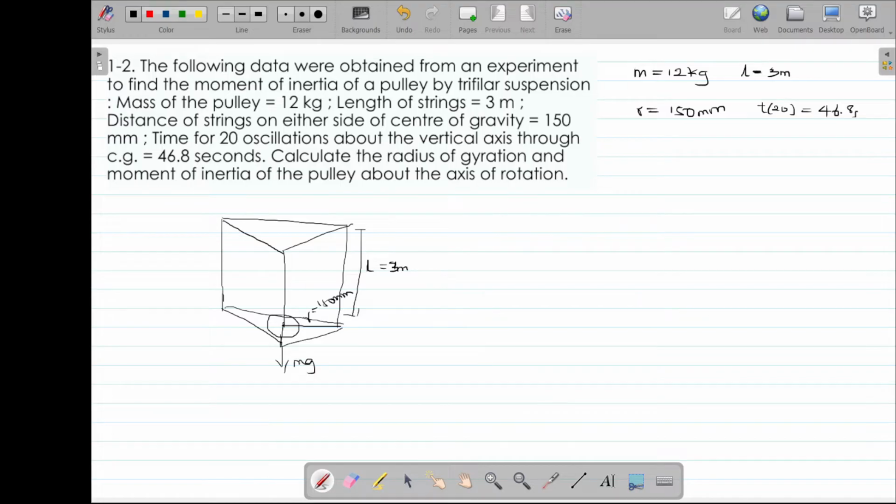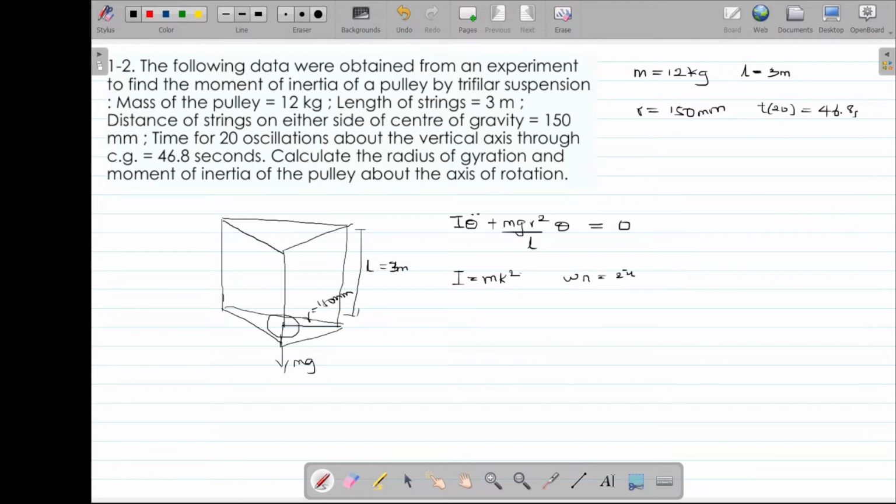So we begin by writing the equation of motion. So the equation of motion, you have I theta double dot plus mgr squared over L theta equal to 0. Now we are supposed to find I. What we have is the mass of the pulley, we have the length, we have everything here, but what we don't have is I. Now I is equal to mk squared.